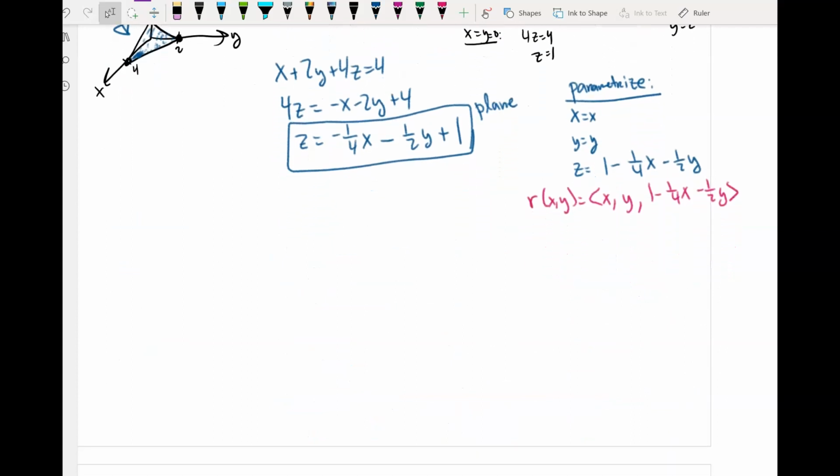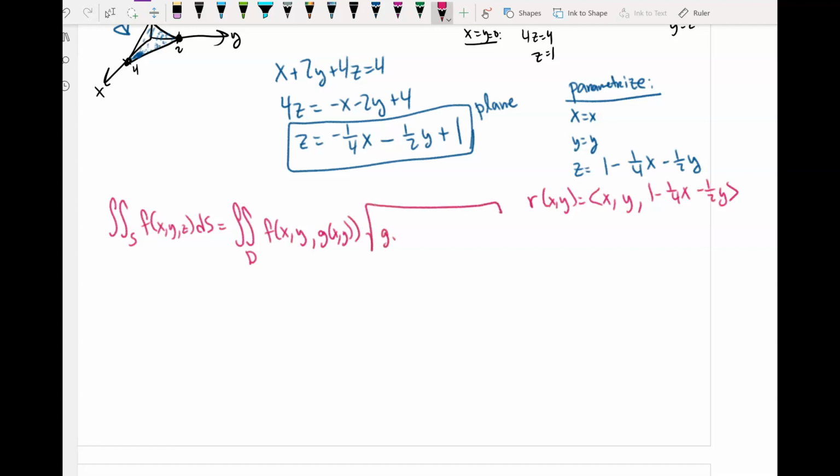So now let's calculate our surface integral. The surface integral of f of x comma y comma z dS is going to be equal to the double integral over the region D of f of x comma y. I'm going to plug in whatever z is in there, so I'm going to plug in g of x comma y, square root of g sub x squared plus g sub y squared plus 1 dA.